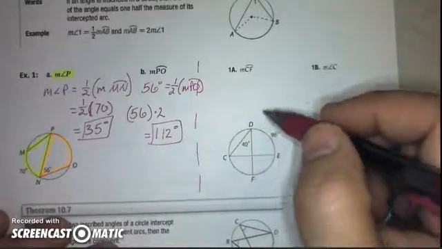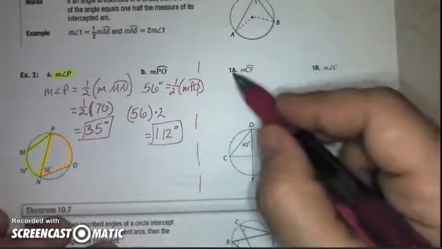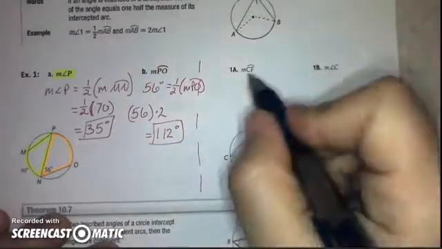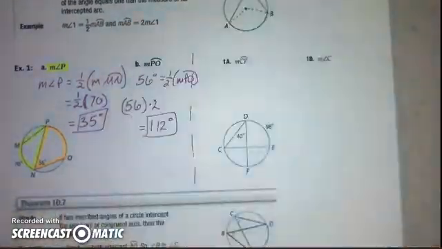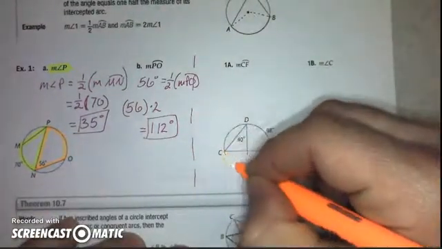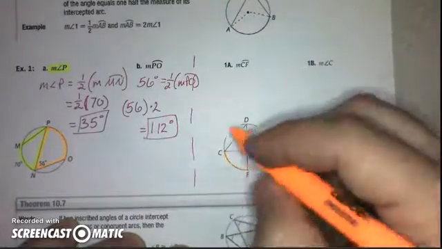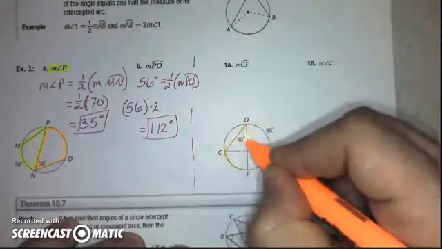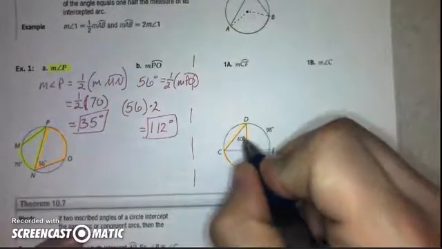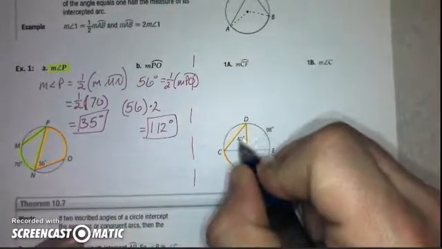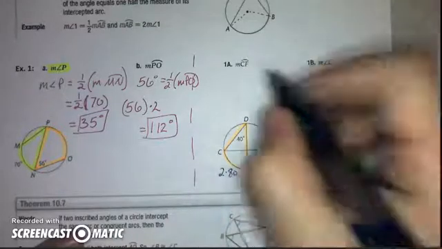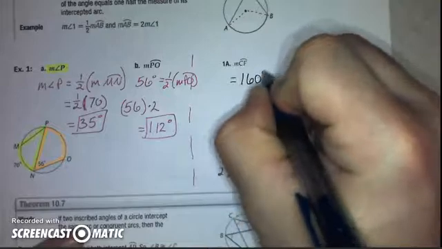Okay, let's try another one. In this example 1a, we're looking first for the measure of arc CF. So I'm going to show you that one, measure of arc CF. That arc is intercepted by angle CDF, which is a 40-degree angle. So all we have to do is take that angle of 40 and multiply it by 2 to get the arc measure. 2 times 80 is 160 degrees.